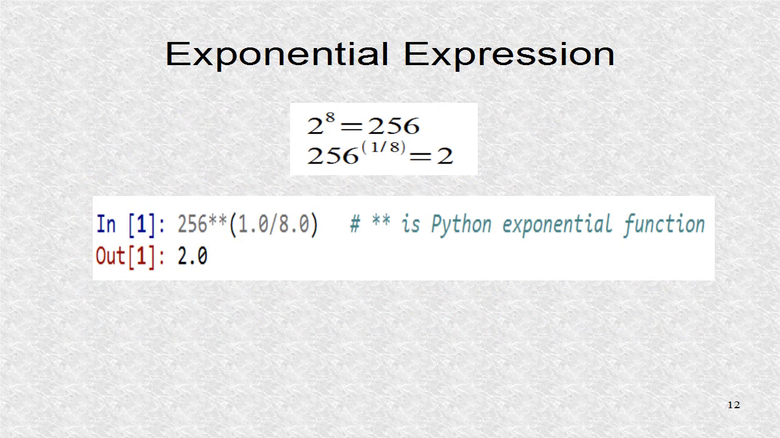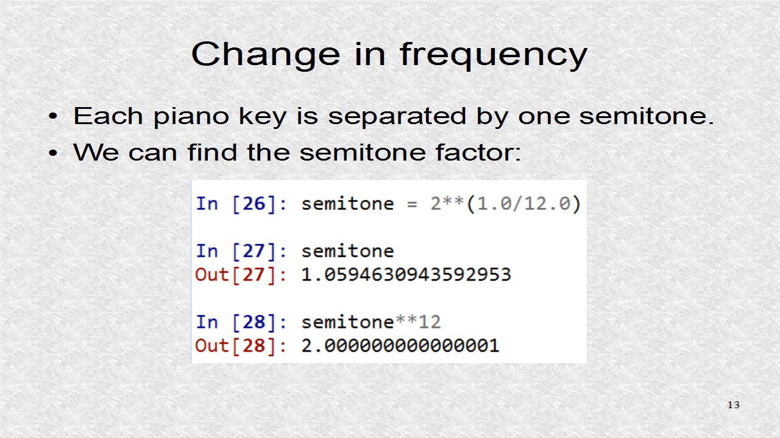12. If 2 is raised to the power of 8, that is 2 is multiplied by itself 8 times, we will get 256. We can find the 8th root of 256 by writing 256 to power of 1/8. In Python, the exponent function is 2 multiplication symbols. 13. We can calculate what frequency ratio is 1 semitone, the frequency ratio between any 2 nearest keys.